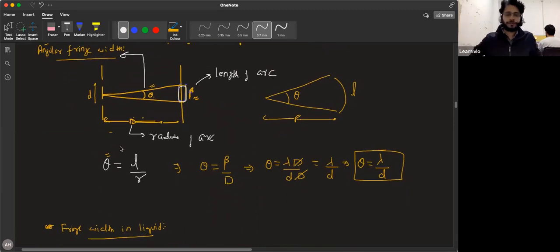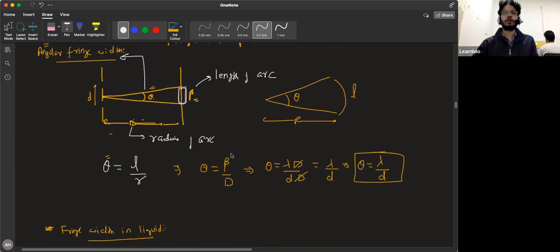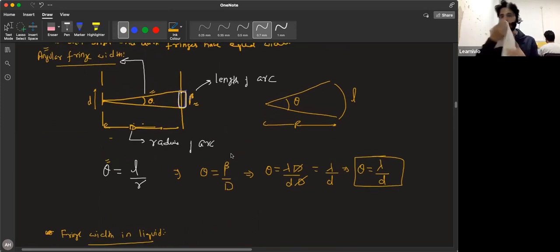Now we'll start numericals. And I will extend the class today. So don't just leave. The whole 1.5 hours went into the derivation only. Now we'll do some calculation. Very good.